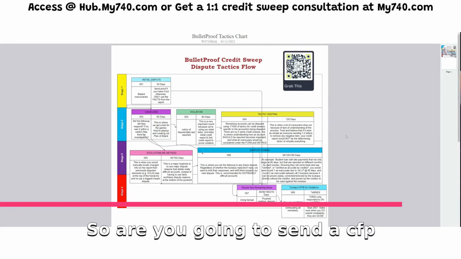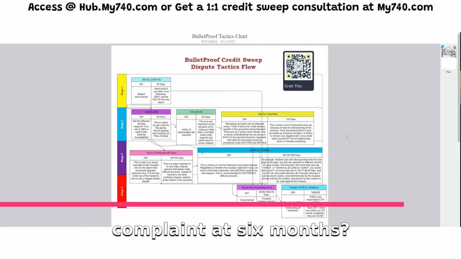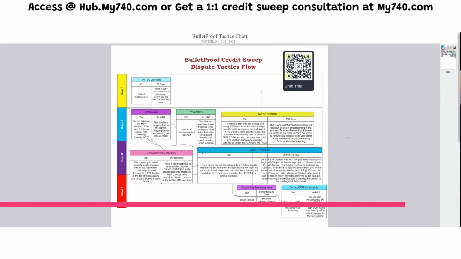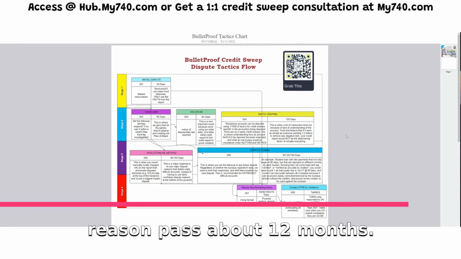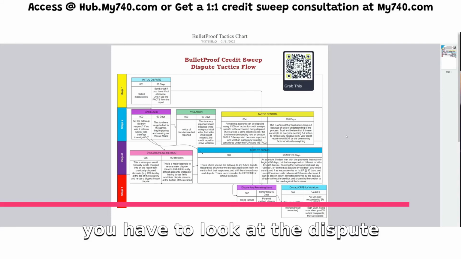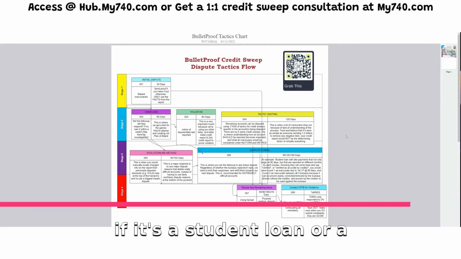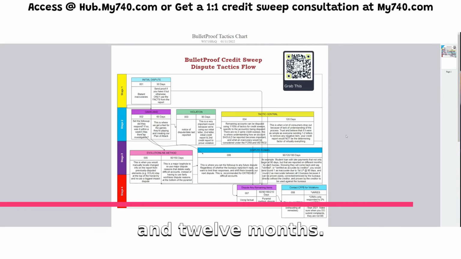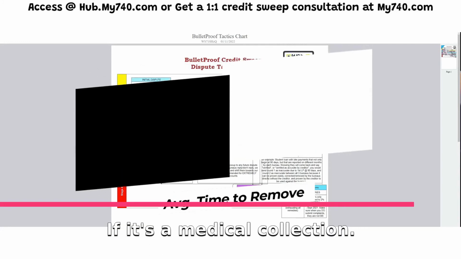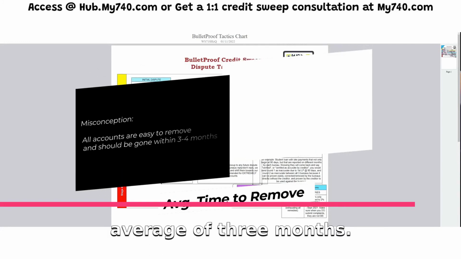So are you going to send a CFPB complaint at 6 months? No. Are you going to do it at 9 months? Possibly. Are you going to do it at 12 months? Yes, most definitely. You should not be disputing unless there's a very specific reason past about 12 months. Now, you have to look at the dispute type. If it's a student loan or a bankruptcy or a foreclosure or a possession, that's going to take you 9 to 12 months. If it's a medical collection, it's going to take you an average of 3 months.